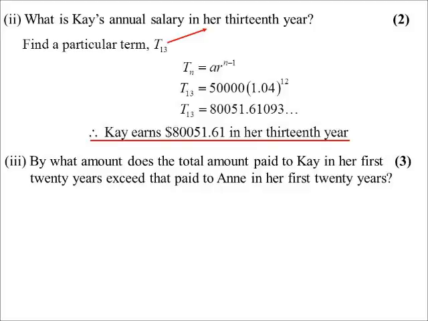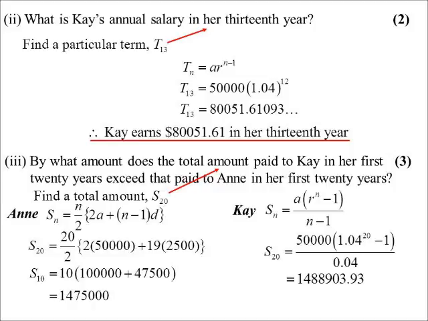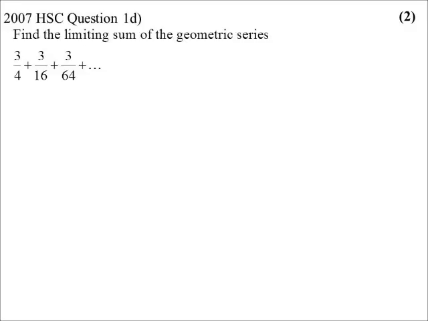In 20 years, how much more money will Kay get? Well, let's see. We've got to find sum to 20. Sum to 20 for Anne is arithmetic. So subbing in, 1,475,000. Kay, 1,488,903.93. So that's an extra $13,903.93.